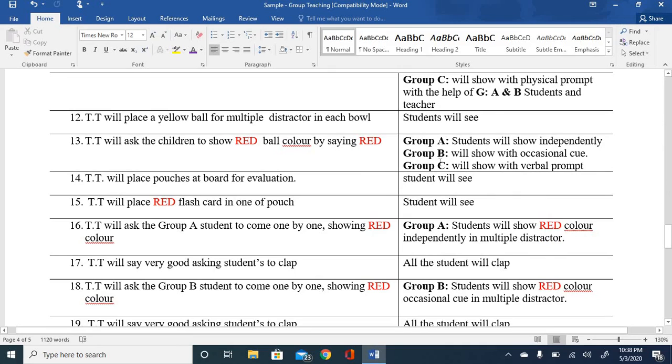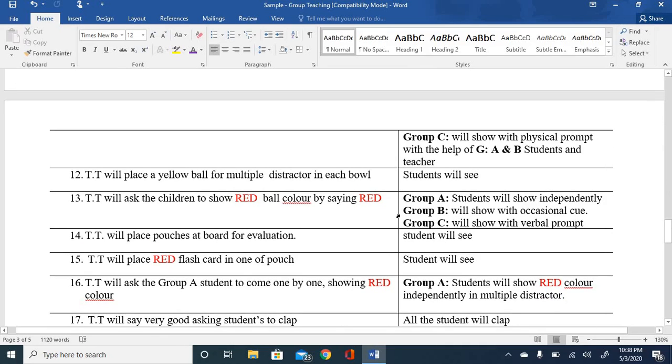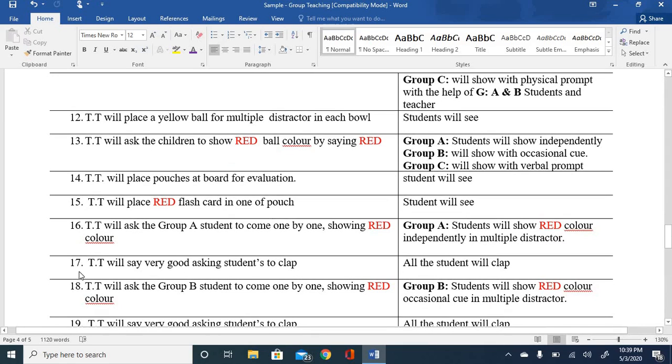Then once this teaching is done, you first initially showed the apple, then you came with the semi-concrete, and then you will come to the abstract way. In the abstract way, you will be evaluating. So the teacher trainee will place the pouches at the board for evaluation. You prepare the pouches with transparent papers and you will place them at the board.